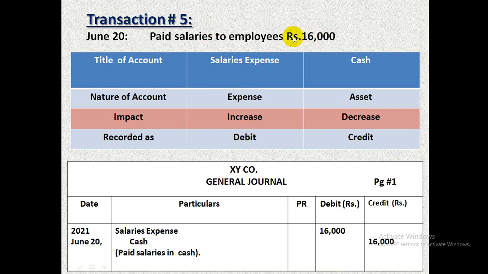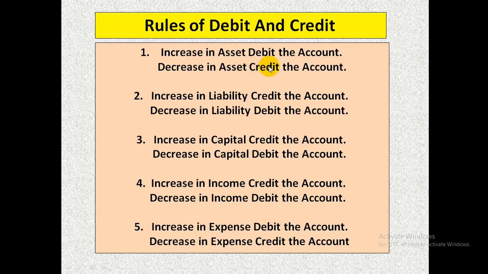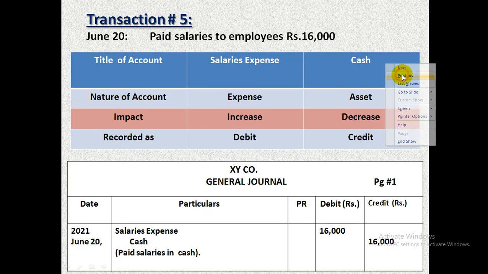When we are paying salaries from the available cash, the cash, which is by nature an asset, is decreasing from the business. Decrease in asset according to rules of debit and credit should be recorded in the credit side. Decrease in asset, credit the account. That is why this decrease of cash should be recorded in the credit side.